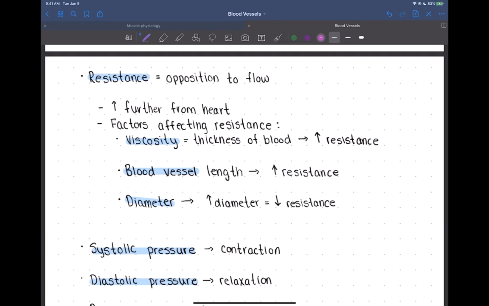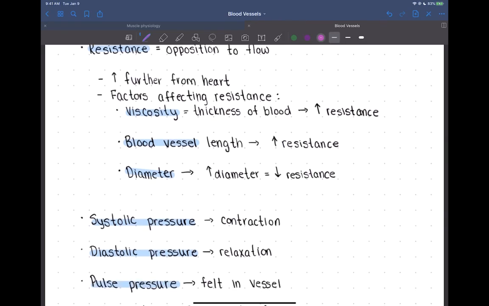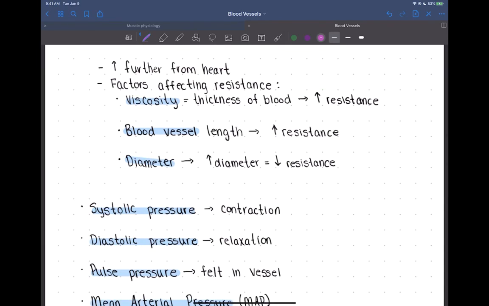That's viscosity. Okay, and blood vessel length. As you increase the length of a blood vessel, you're increasing the resistance. If you ever, when you were a kid, and I know I did this with my brothers, connected a bunch of straws together and made a really, really long straw, and then tried to drink through it, it is very, very difficult. That's just because you've increased that length. That increases the resistance, making it harder to drink through.